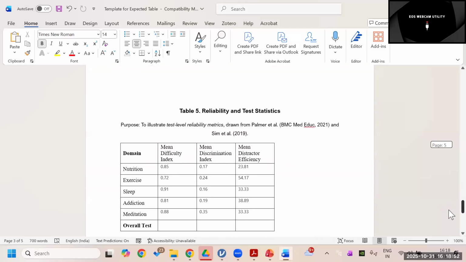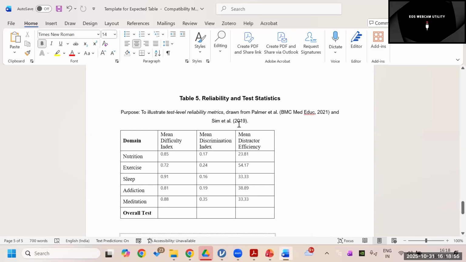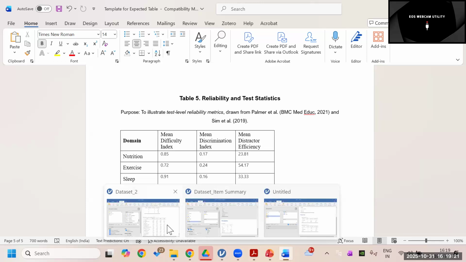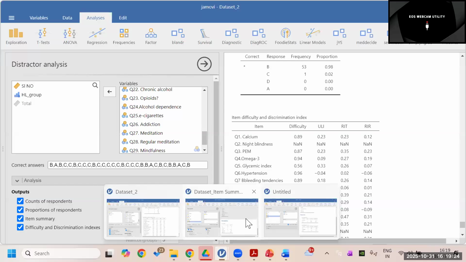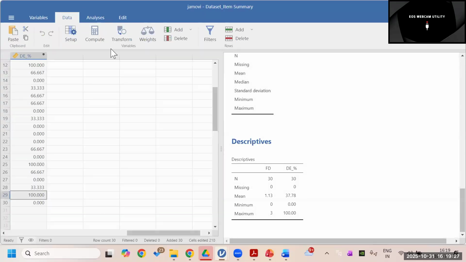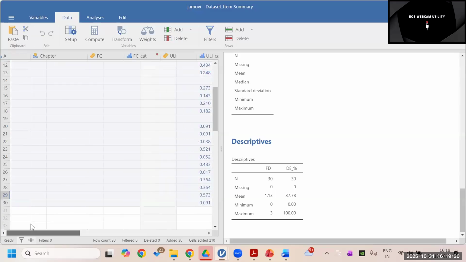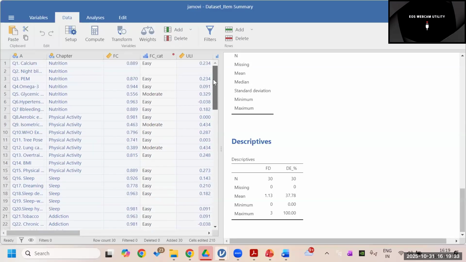The last table is the reliability and test statistics. If you wish to give it domain wise, here it is easy. But in your case, like informative assessment, if you need to ask from a specific domain, then you can keep that domain and calculate the mean difficulty index, mean discrimination index, and mean distractor efficiency domain wise. For that, I told you that we have added the names, like these questions were from nutrition. If you see the data, we have written which questions are from which chapter.